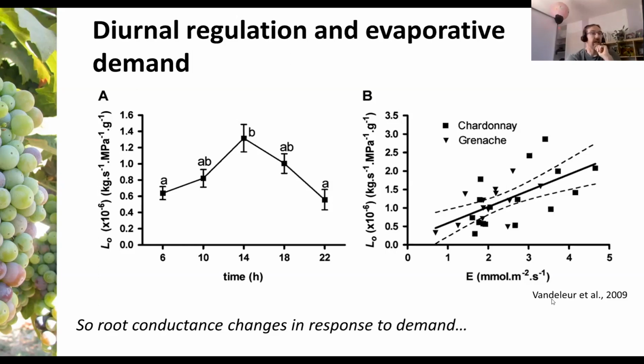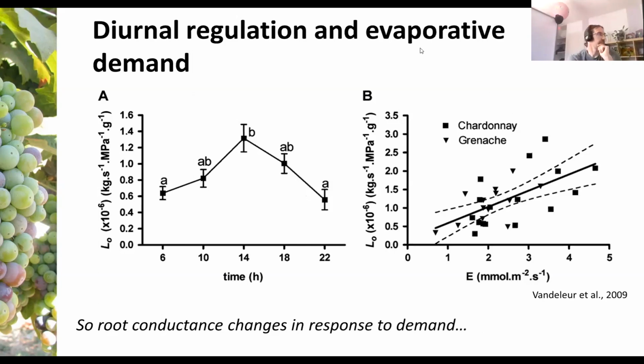This is, again, going back to Steve Tyerman's group in Adelaide. It's a nice example from grape, where on this axis you can see root hydraulic conductivity. You can see that it's diurnally regulated. It goes up to midday and then goes back down. And if you look at the relationship of the conductivity with some other flux-related whole plant measure, in this case transpiration, you can see that it's noisy, it is indeed noisy, but it's pretty positive and it's strong.